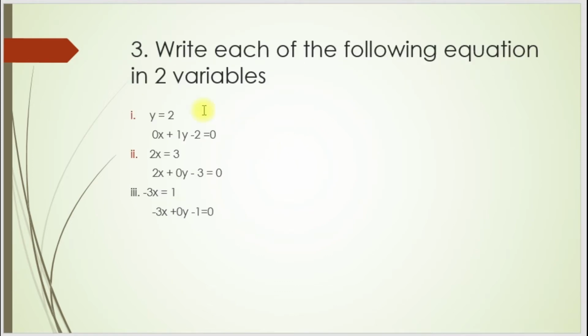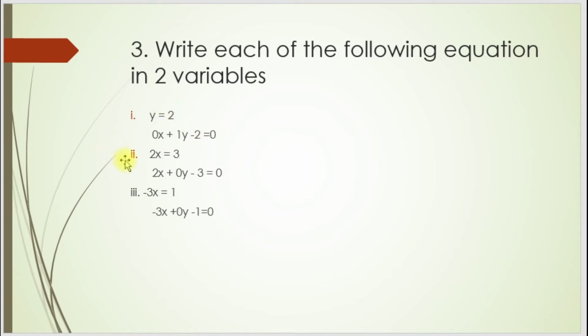Then your third question. Write each of the following equations in two variables. Your two variables are x and y. So, you have to write each of these equations in x and y. So, first question, y is equal to 2. Here the x term is absent. So, you can put it as 0x plus the coefficient of y is 1. So, 1y, then the constant term c is equal to 2. That 2 bring to this side. So, 1y minus 2 is equal to 0.